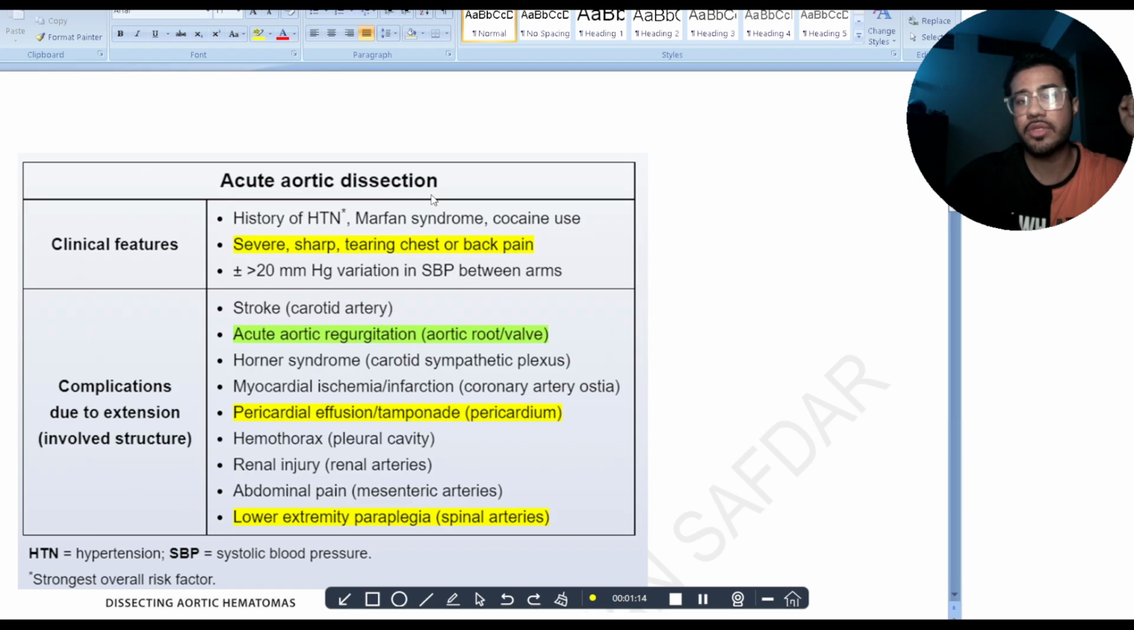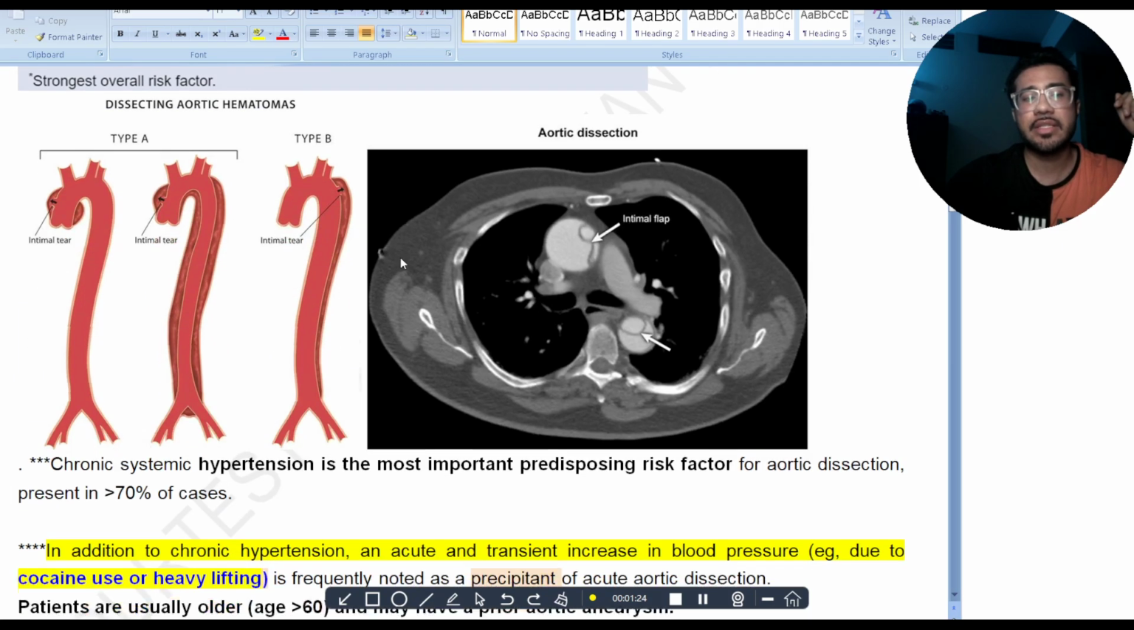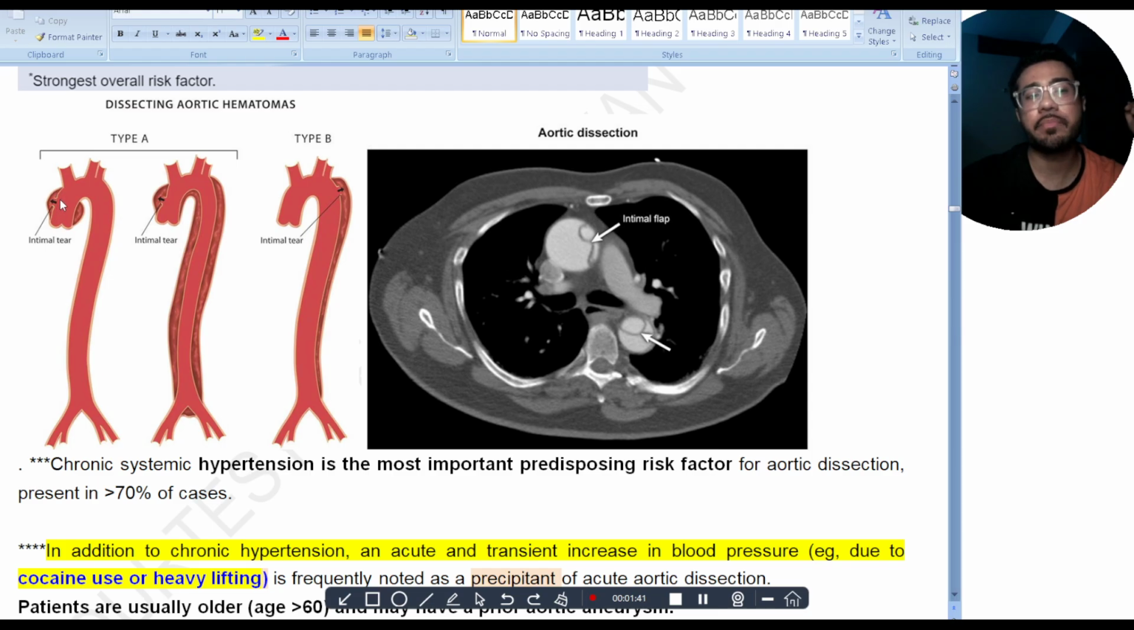The X-ray is going to help you as well, and other findings such as systolic pressure variation between the arms. What is the reason behind this? The reason is, you follow this diagram here. Whenever there is a dissection and the blood starts to creep in, it forms a flap, and when this dissection flap is formed, that can cause the pinching of either the left or right arteries that are present here.